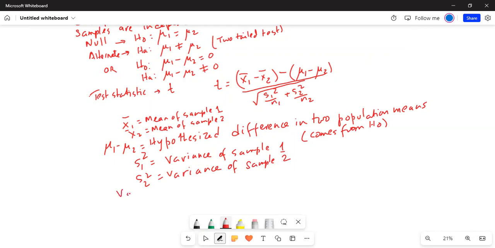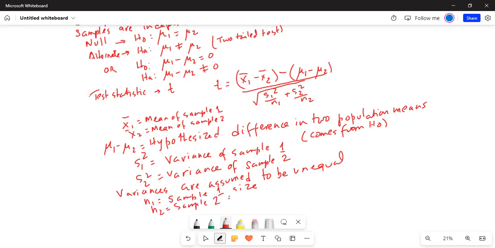And variances are assumed to be unequal. And n1 is the sample 1 size, and n2 is the sample 2 size.